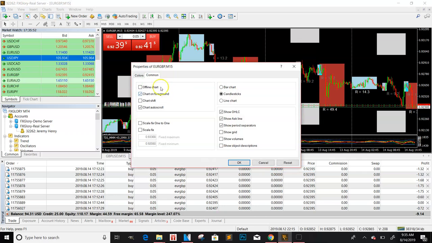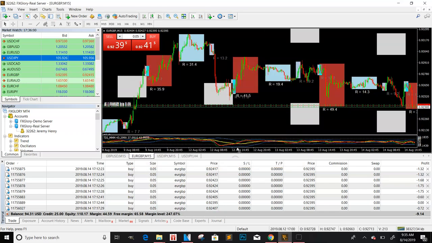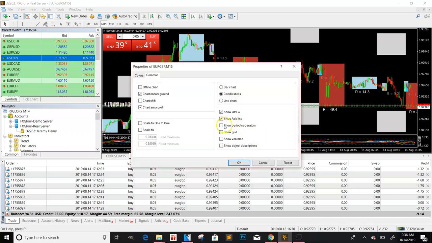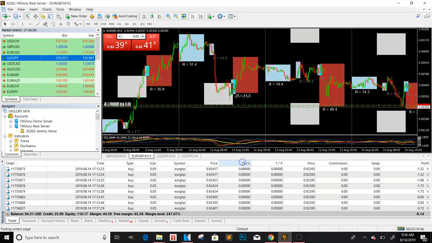You can go to properties. Let me see the separators right here, period separators. So if I take these off and I say okay, they'll go away. So you go to properties, show separators. All right. So you can separate your days. Okay. So that way, you'll be good.